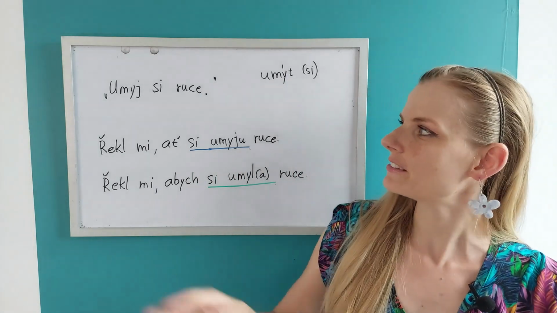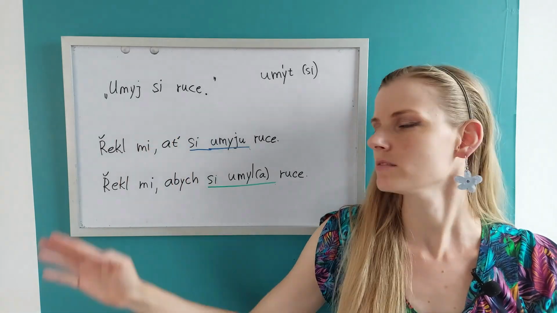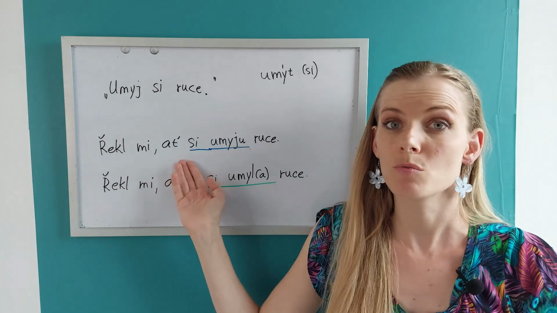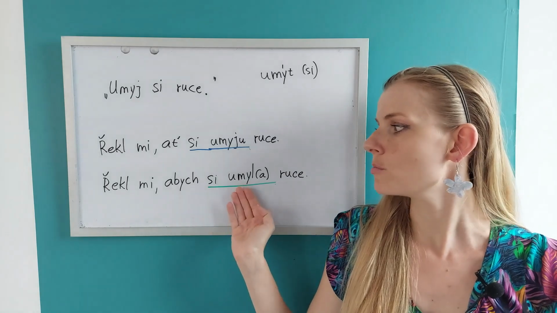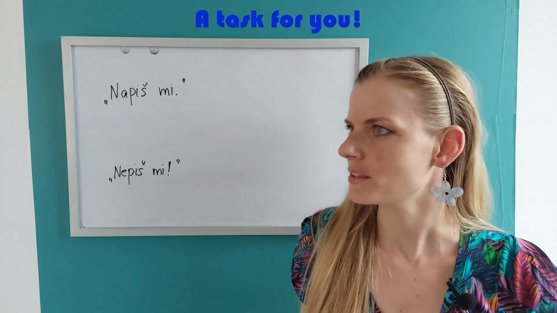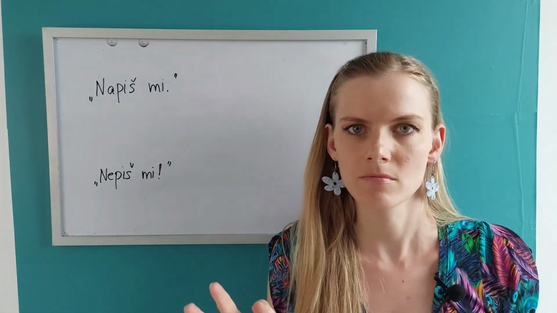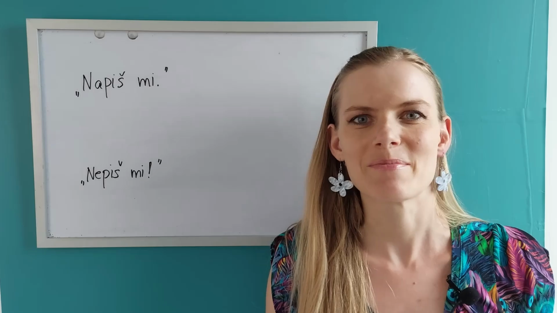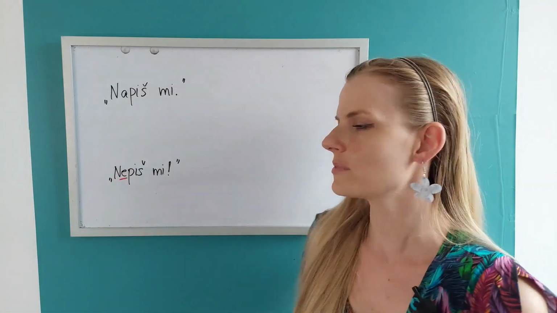Let's read these together. Umyj si ruce. Co ti řekl táta? Řekl mi, ať si umyju ruce. Nebo řekl mi, abych si umyla ruce. There are two sentences which look so similar, but they are the opposites. Napiš mi, text me. Nepiš mi, don't text me. Very important. It would be a shame if you misread something like this.